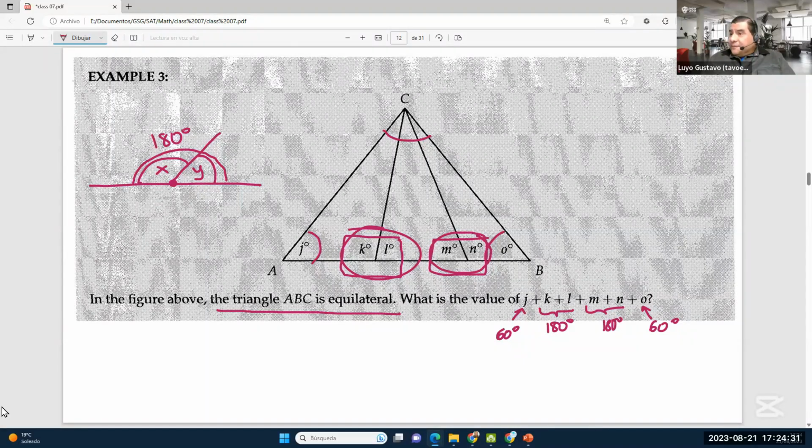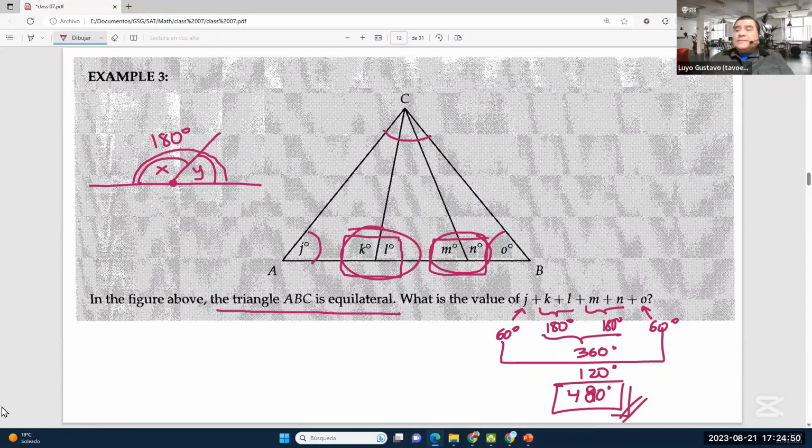So you have these two, 360, and plus this and this, which is 120, what do we have? Okay, we have 480 degrees. The answer to the question. All right? That would be the value to input manually in this question. Okay. Let's see more examples.